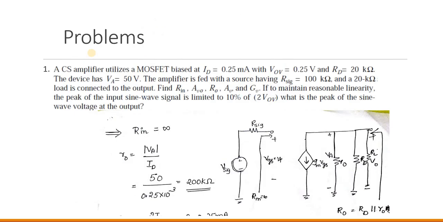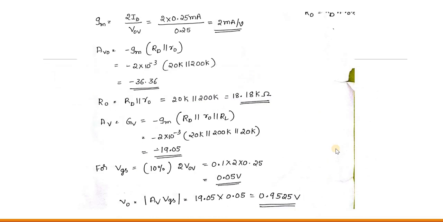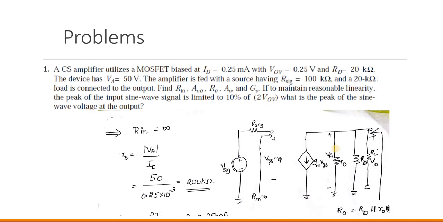Next is one of the problems that has been discussed over here. Whatever circuit diagram we have considered is without considering the source resistance Rs. Okay, a common source amplifier without considering the signal source resistance Rs. So here is a common source amplifier which utilizes a MOSFET biased at ID equal to 0.25 milliampere with Vov equal to 0.25 volt and drain resistance RD of 20 kilo ohm. The device has VA equal to 50 volt. VA is nothing but the voltage across this. Okay, that is 50 volt, and the amplifier is fed.